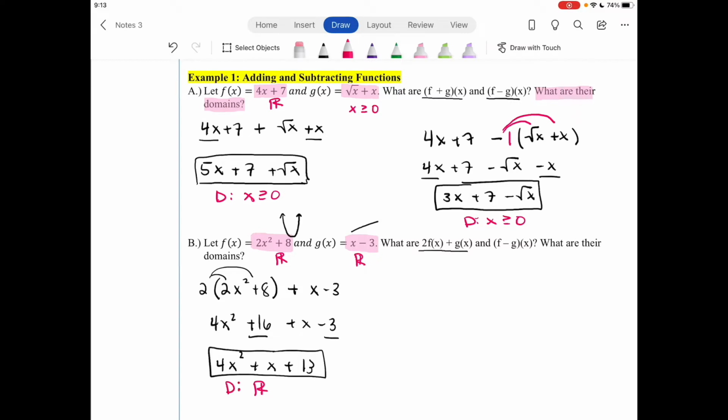Now it's your turn. Pause the video and give f minus g of x a try.